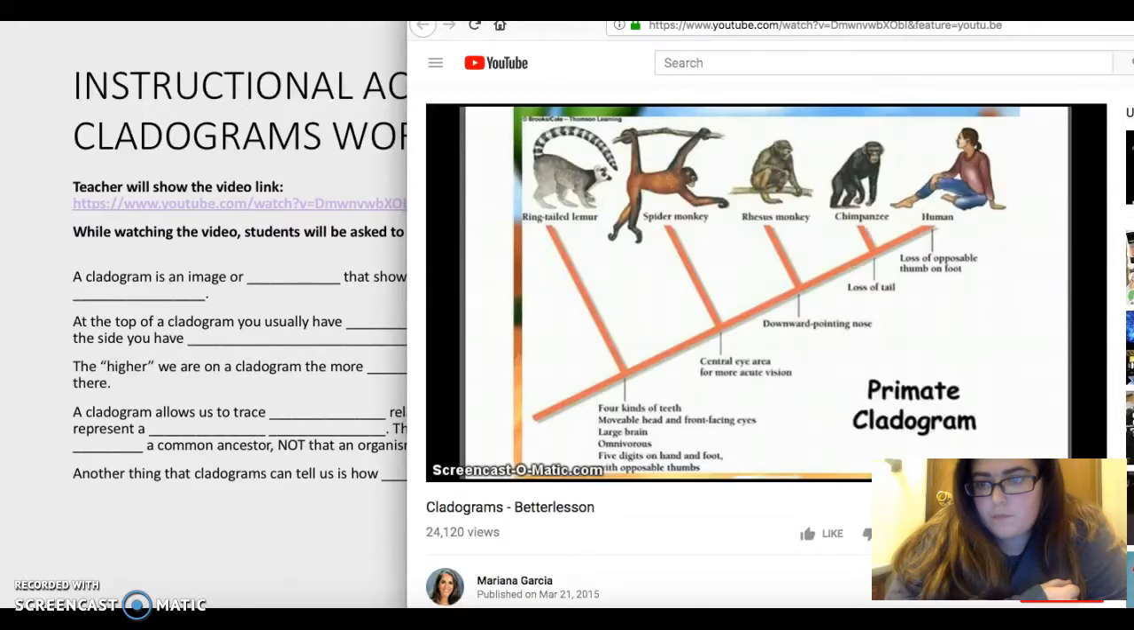If we look at this primate cladogram, we can then explain that humans and chimpanzees share a tailless common ancestor right here, and that we are less closely related to the rhesus monkey since the downward pointing nosed ancestor we share is way down here.